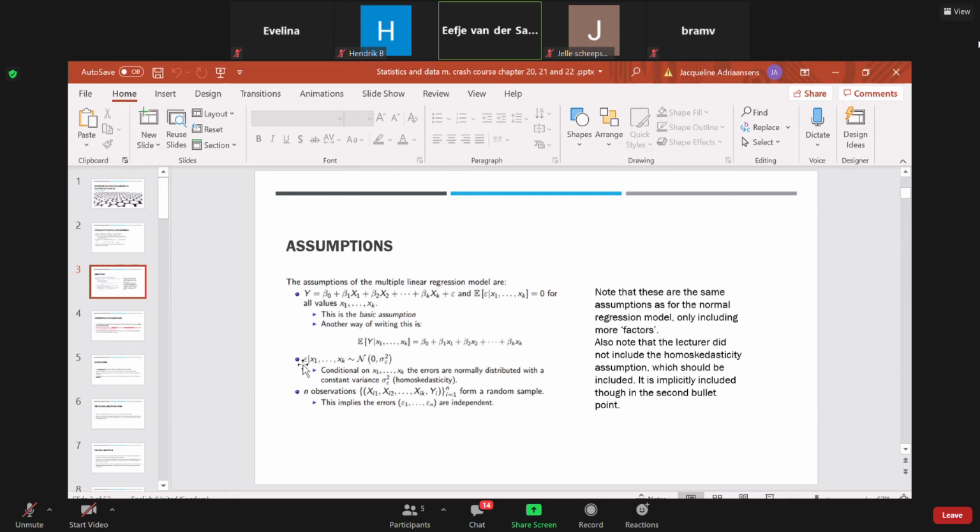Then we have n observations, x1 up to xk and y values, and they form a random sample. That was our fourth assumption, which was independence. So we have 4 assumptions. First, linearity. Second, homoscedasticity. Third, normality. And fourth, independence. Okay? And so actually the assumptions are the same, only with more terms.